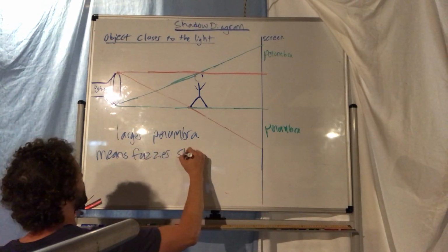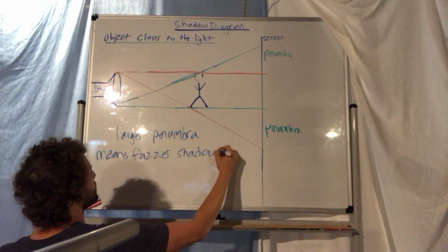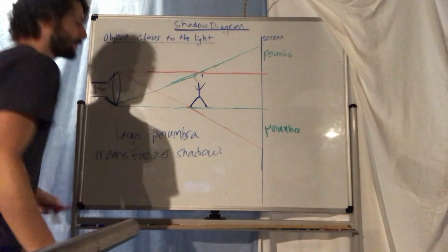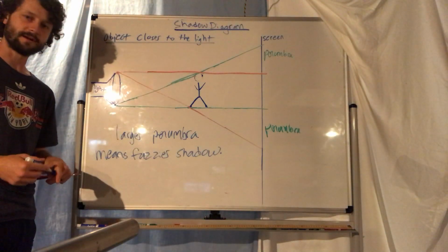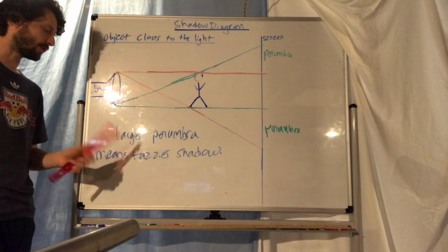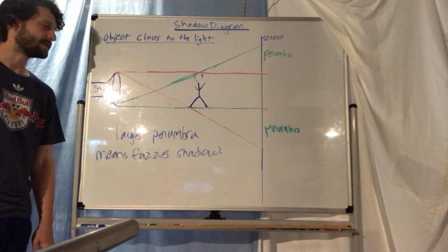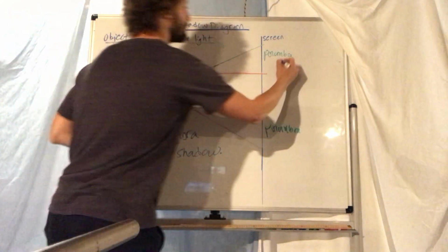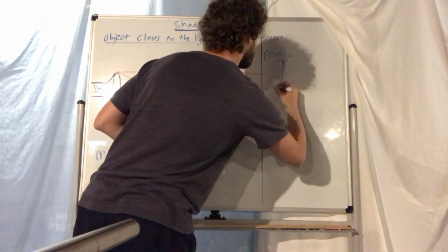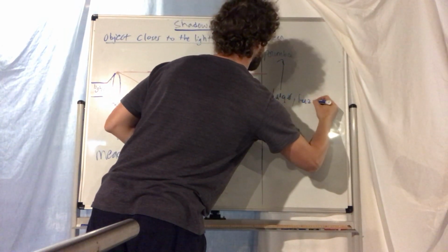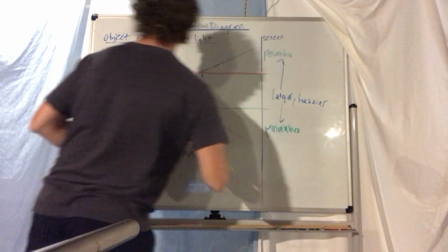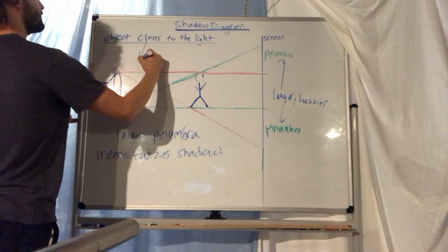a fuzzier shadow, because, now I'd like you to write your own reasoning. Use the definition of penumbra that you just wrote down before. Why does a larger penumbra mean a fuzzier shadow? So these are larger. We're saying these are larger, so it's a fuzzier shadow when you're closer. So closer is fuzzier.